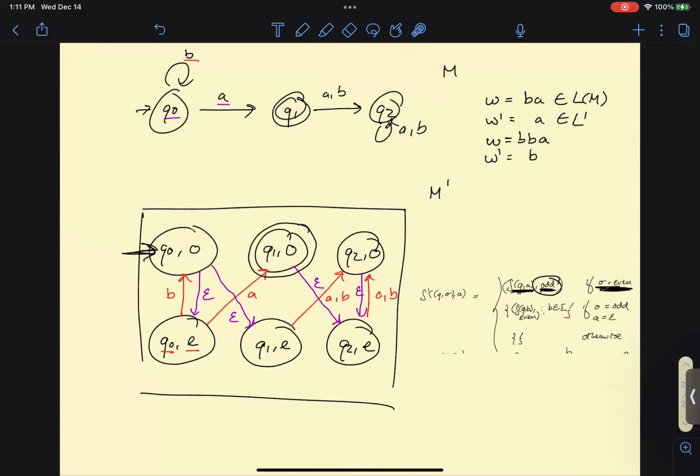Okay. Well, does it? So let's see. I'm going to simulate. If I read BBA in this machine, I would read B, then B, and then go to A. Let's see if that actually happens. I read this imaginary B, then I go to Q0 even. Then I actually read the B, so I go back to Q0 odd. And then I read this imaginary A. Oh, and I reject.